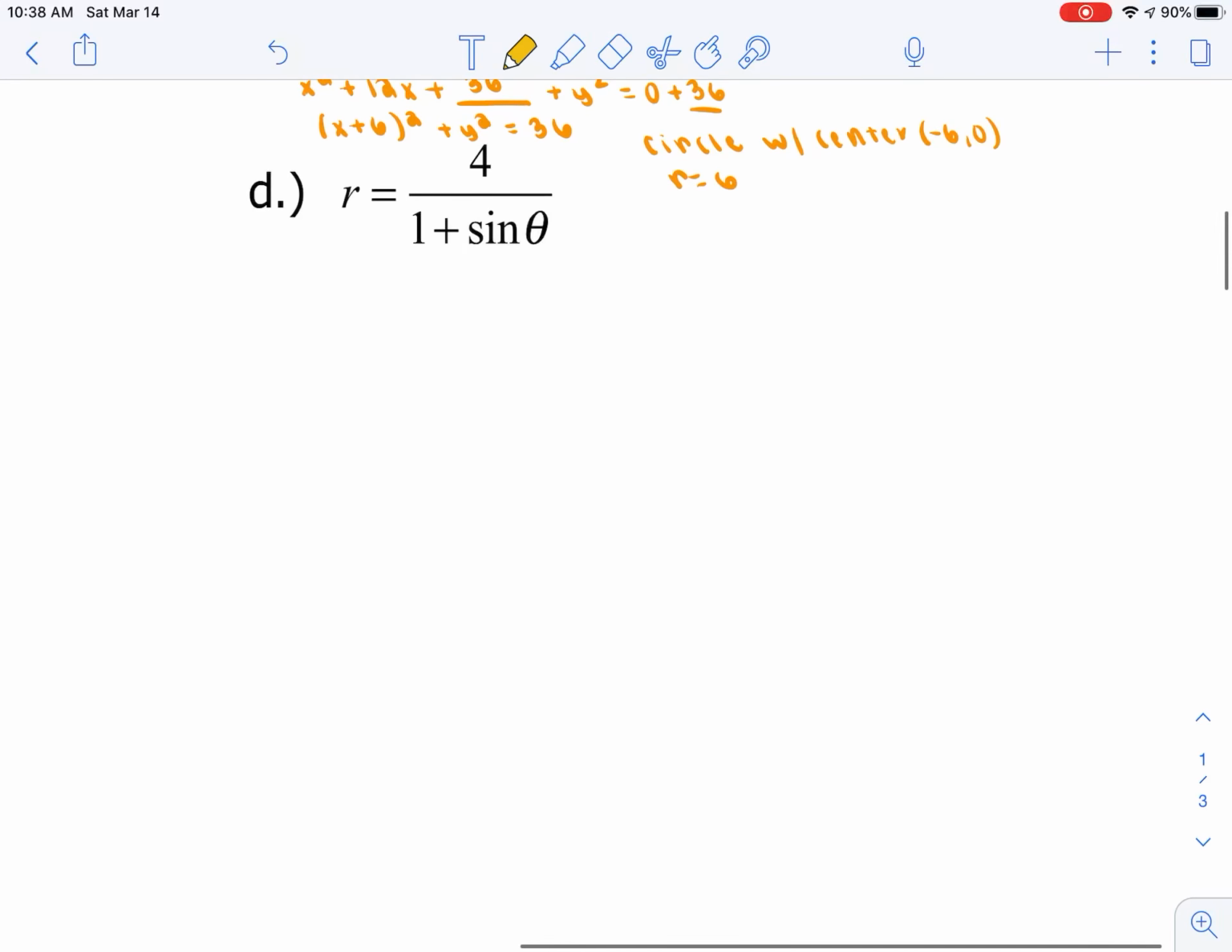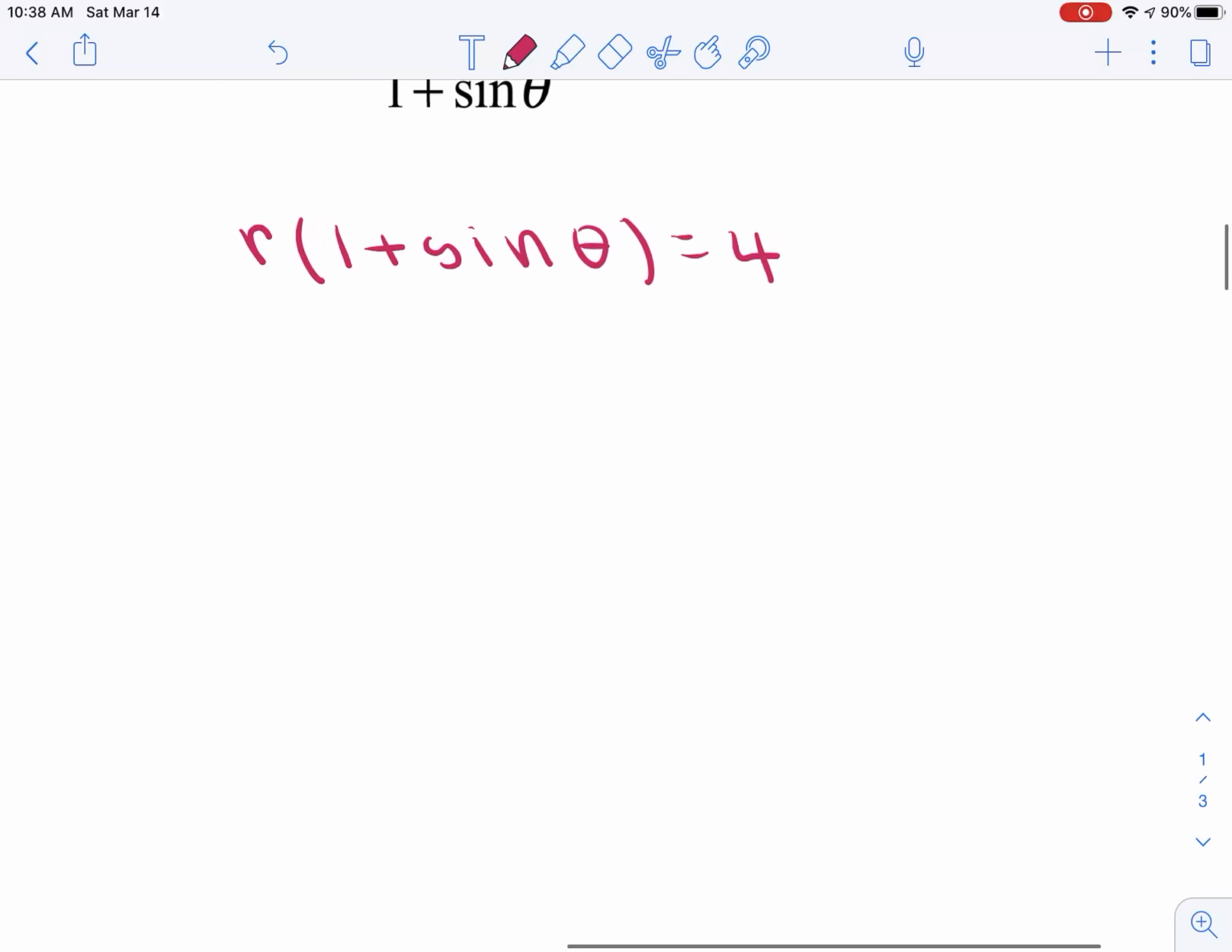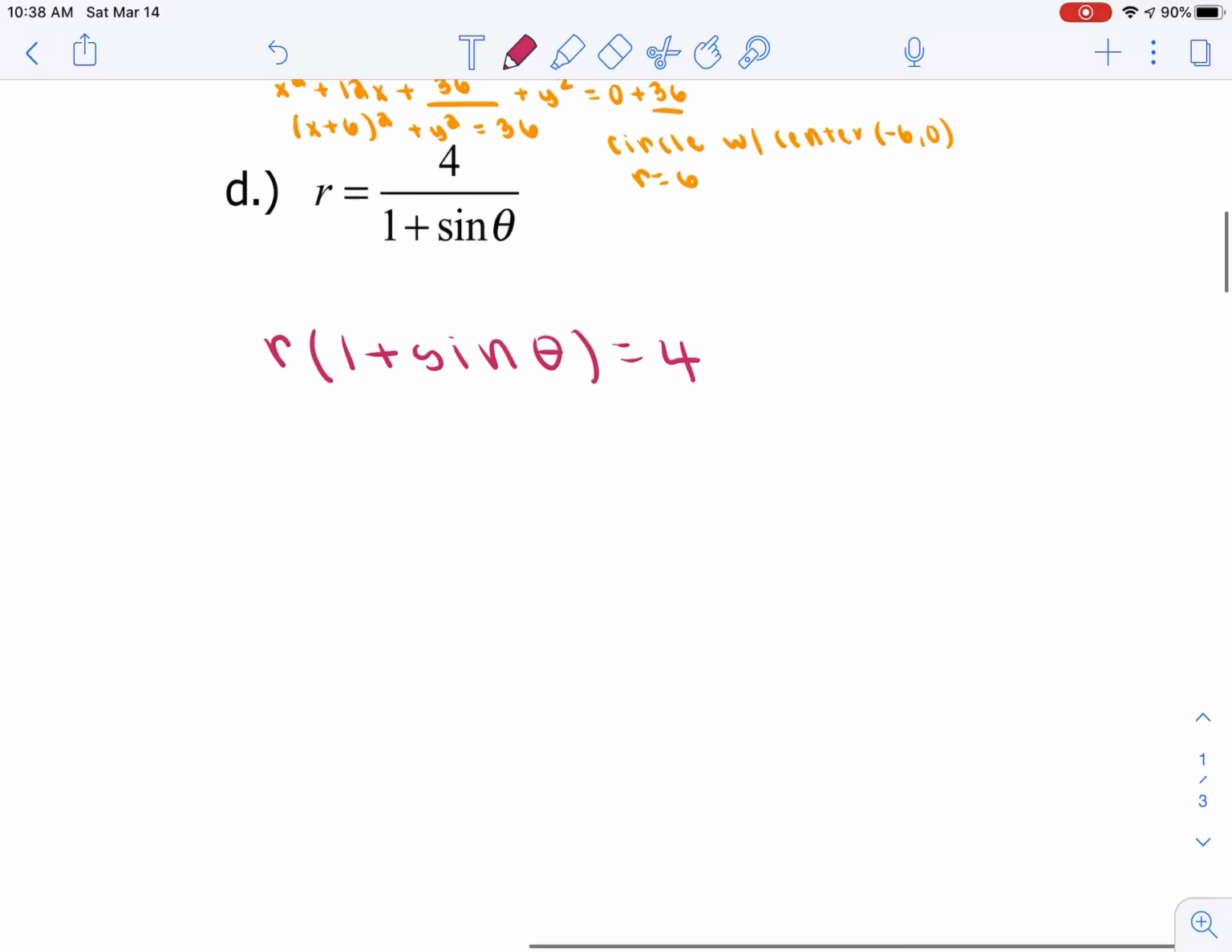Final problem in the set of problems that I wanted to do with you is part D. Same idea as before. We have r's and thetas. Let's get this to be x's and y's. I'm going to start by getting rid of this fraction, and I am going to rewrite this by using cross products and rewrite this as r times 1 plus sine theta equaling 4. Now, from here, we can go through and we can distribute the r.